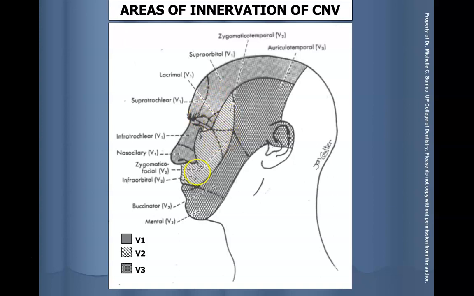These are the areas innervated by the maxillary nerve, which includes the upper lip and the maxillary teeth. And these are the areas of innervation of the mandibular nerve. As you can see, it covers a wide area, and it includes the mandibular teeth, the lower lip and chin, and even up to the outer ear.